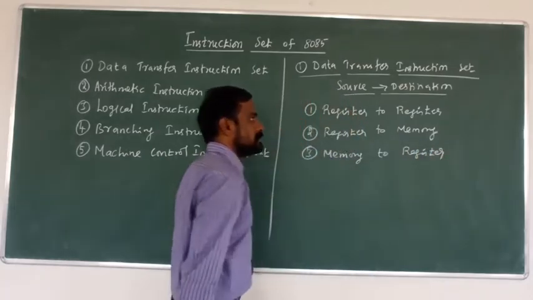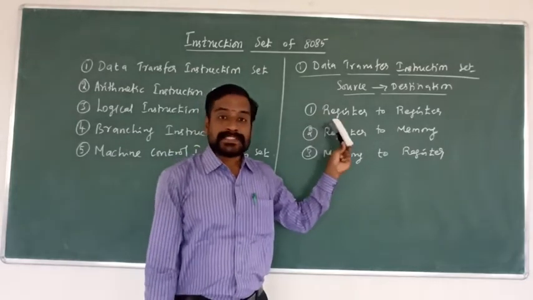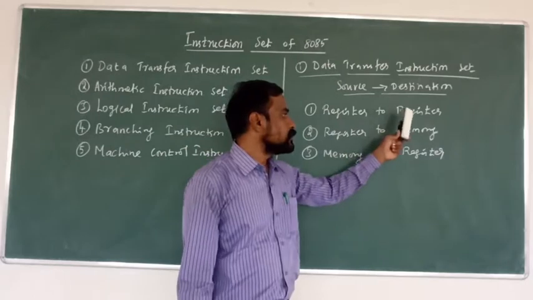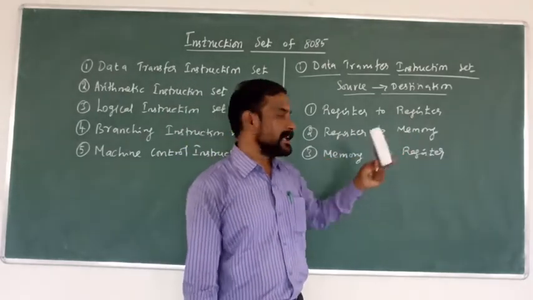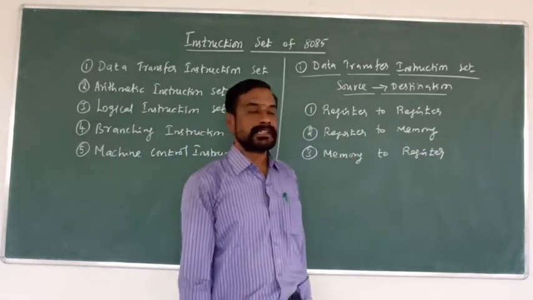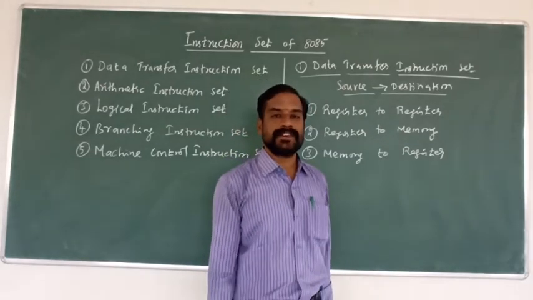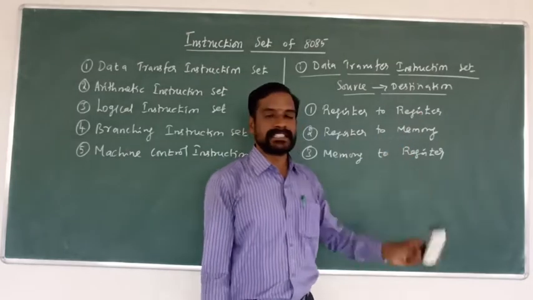There are 3 ways we can transfer the data. Number 1, register to register. Number 2, register to memory. And third one, memory to register. This is called data transfer instruction set. To transfer the data from one register to another register.